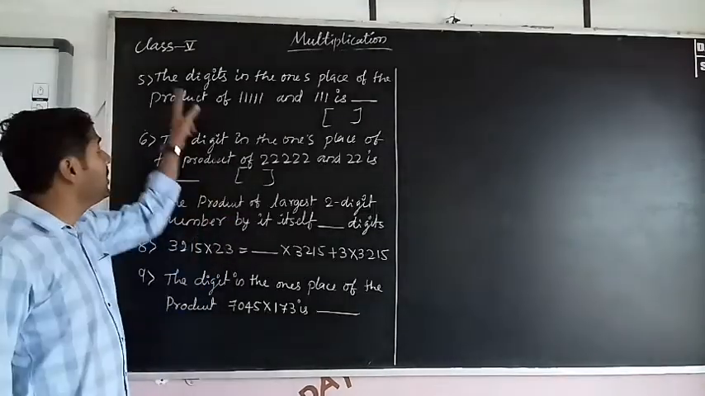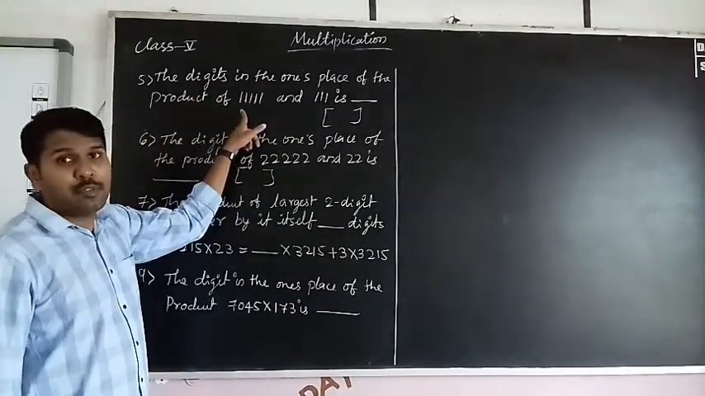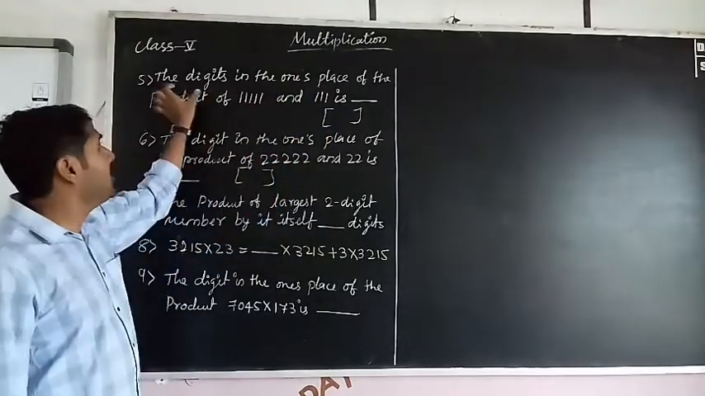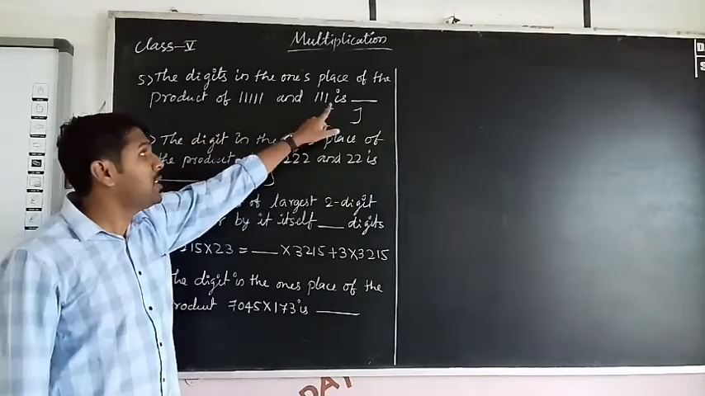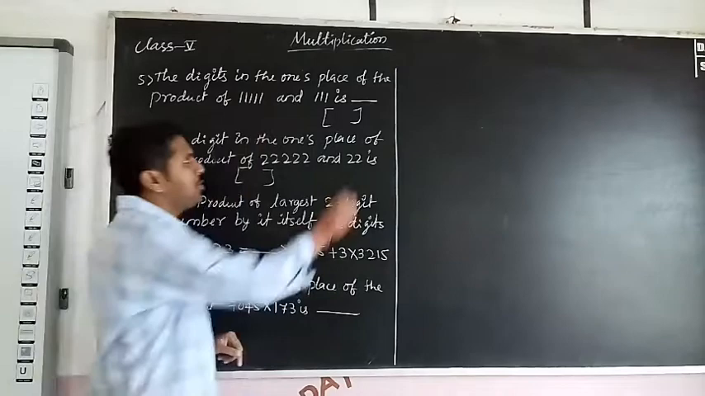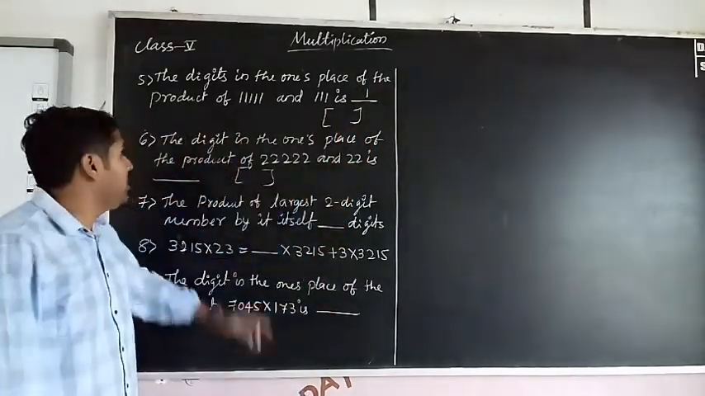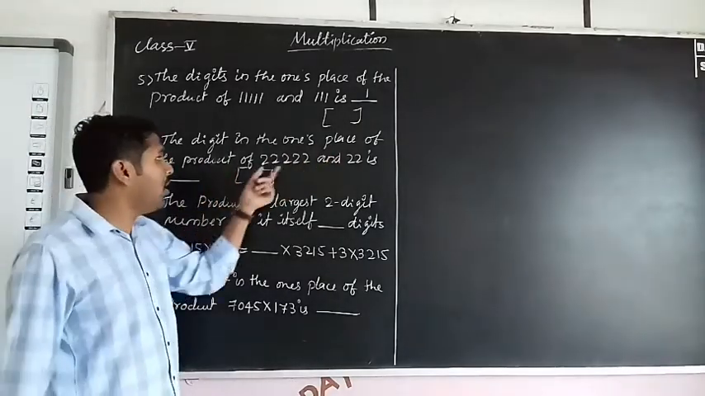Next, the fifth question. The digit in the ones place of the product of 11,111 and 111 is. So they ask for the digit in the ones place. Ones place means just multiply the ones place by the ones place. 1 into 1, 1 only. So the answer is 1. So what is the option they gave? Write down that option.